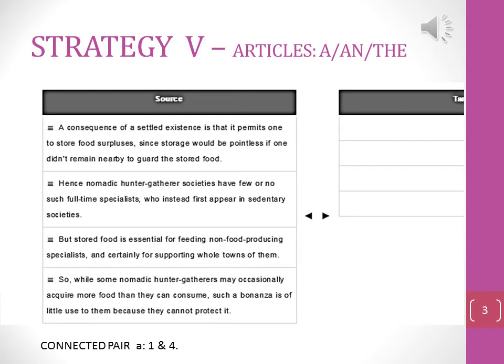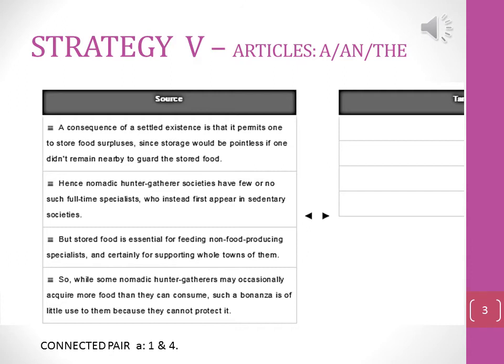There is another such full-time specialists. Who are these specialists? Non-food producing specialists. So I have got my second connected pair, non-food producing specialists and such full-time specialists. Therefore 3 and 2 becomes my next pair, and it will go after 1 and 4, and hence will come right at the end, right?